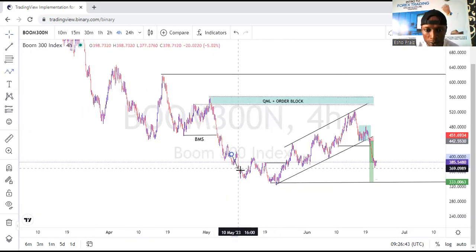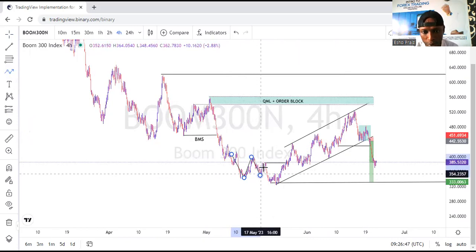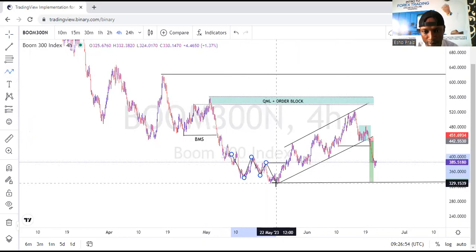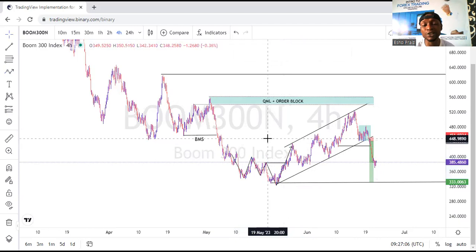Understand? We have a lower low here, then we have a lower high, right? Lower low, last lower high. This is the last lower high here. So the market pushed to the downside and created the last lower low. Then the market rallied up and took out the last lower high. Understand? Which means that the market has changed structure from bearish to bullish.